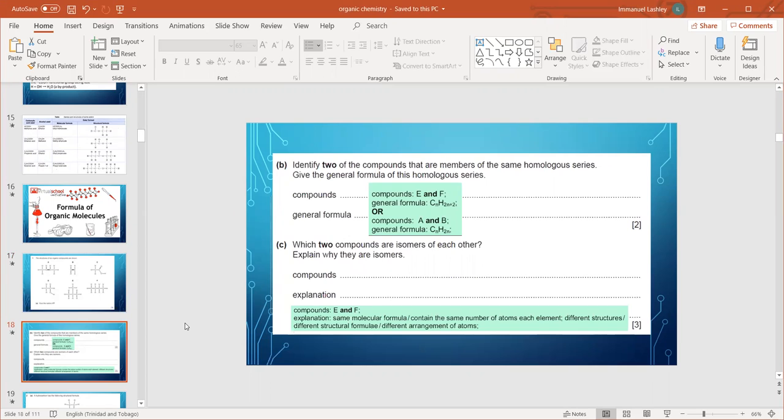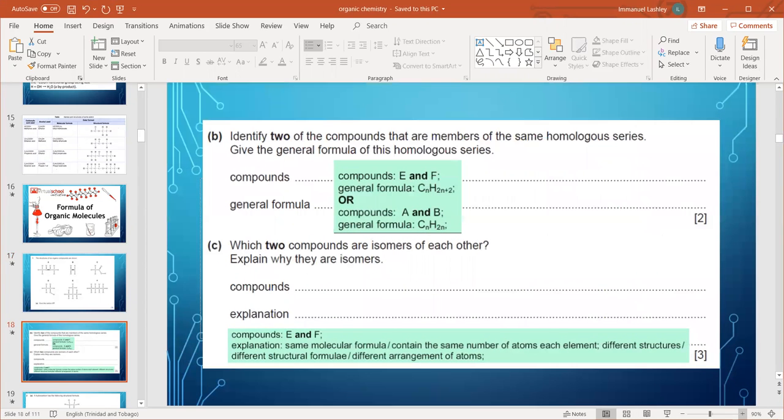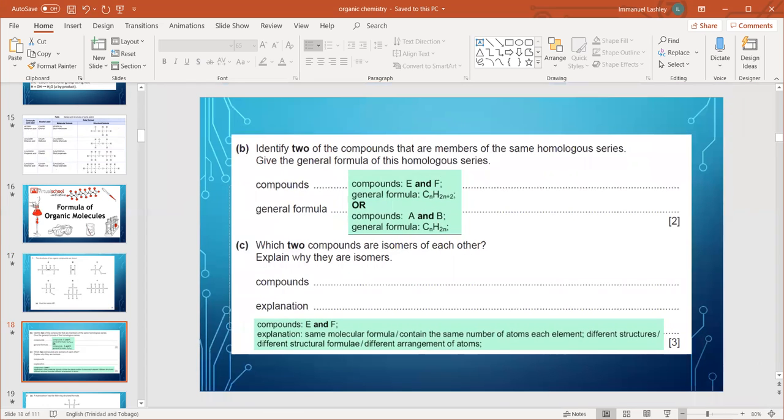All right, so I tried to put in some of the answers for some of the questions as I was pulling them from the different past papers and stuff to try and allow us to get through as much work as possible in the little bit of time that we have. So as you look through, what you see in green on your screen is a reflection of the expected answers inside of the questions that I put. So this part B of the question is identify 2 of the compounds that are members of the same homologous series. Give the general formula of this homologous series.